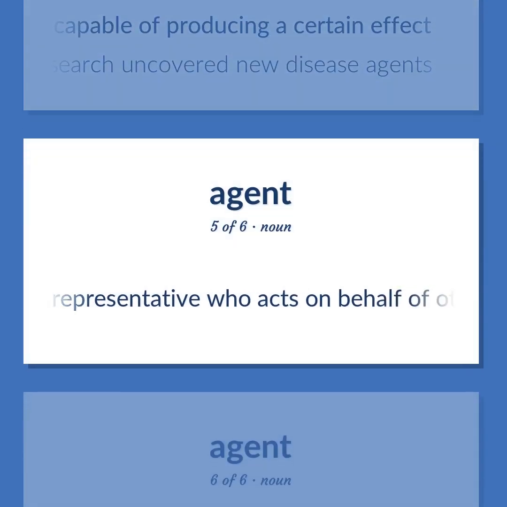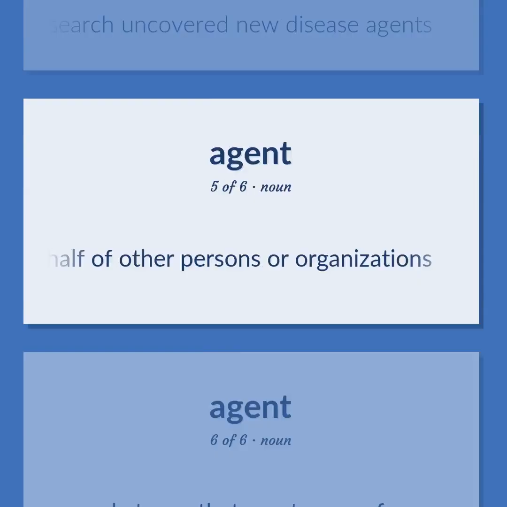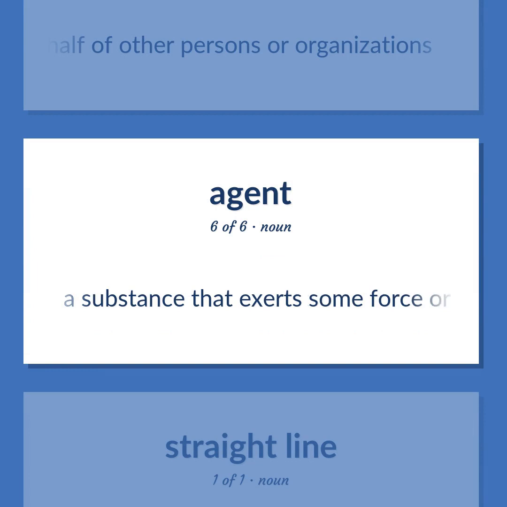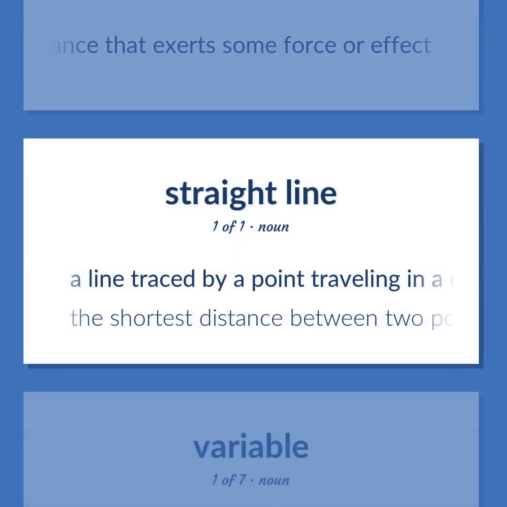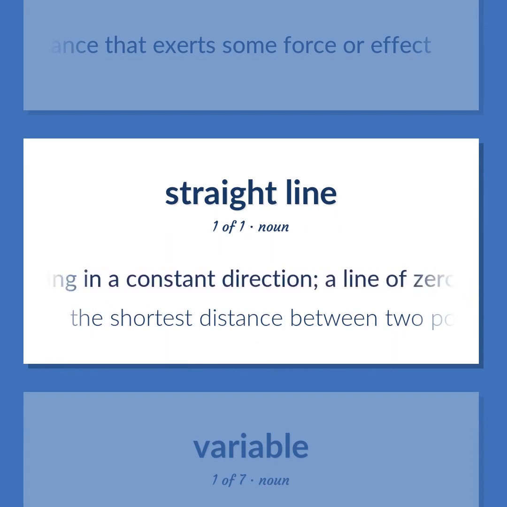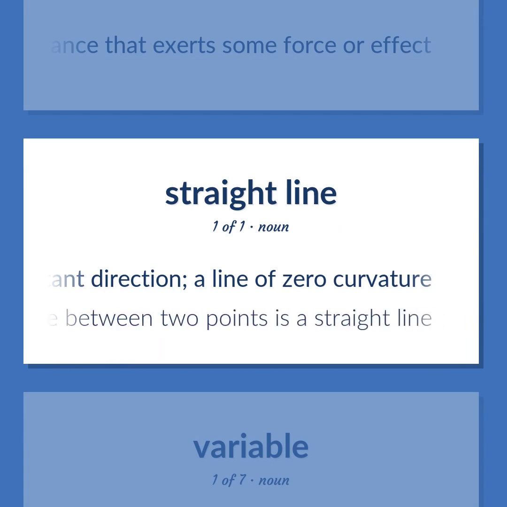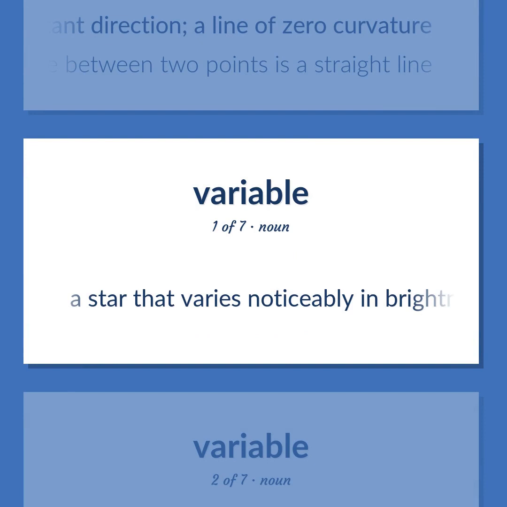A representative who acts on behalf of other persons or organizations. A substance that exerts some force or effect. A line traced by a point traveling in a constant direction, a line of zero curvature. The shortest distance between 2 points is a straight line. A star that varies noticeably in brightness.